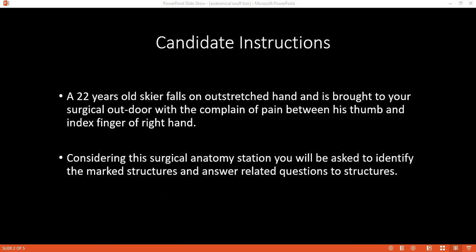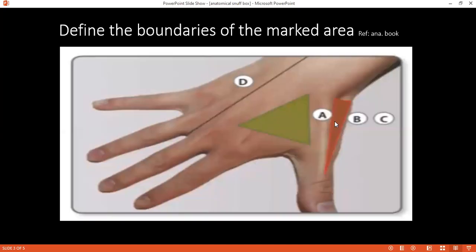Right, so considering surgical anatomy, kindly tell me what you are looking at. What are these labeled points A, B, C, and D? Looking at the hand from the dorsal aspect, A is the extensor pollicis longus tendon. Actually, A and B are the lateral and medial boundaries of the anatomical snuffbox. The green triangle is the first web space, and D is the fifth web space.